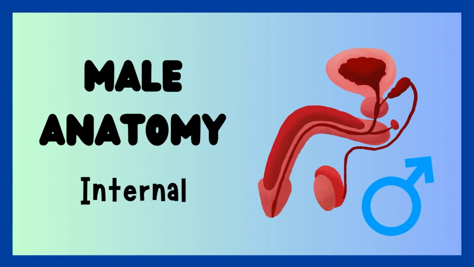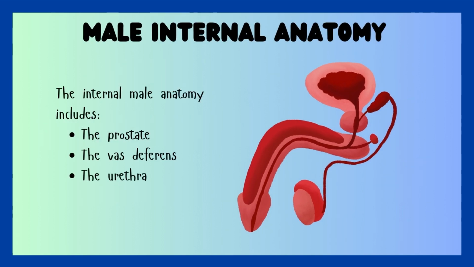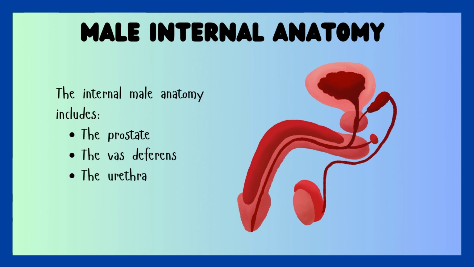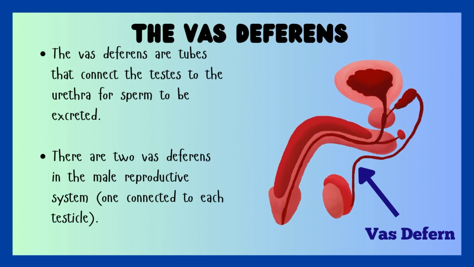Next, we are going to discuss the male internal anatomy. Male internal anatomy includes the prostate, the vas deferens, and the urethra. The vas deferens are tubes inside the body that connect the testes to the urethra for sperm to be excreted. There are two vas deferens in the male reproductive system, one connected to each testicle.